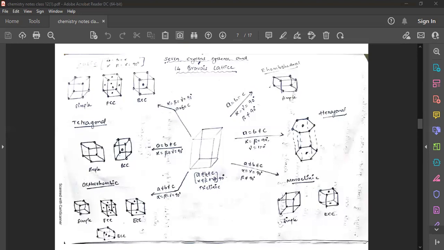Maybe it is confusing for you if I tell it like this. In the next class, I'll explain each and every system clearly. If you remember this chart, it will be easy for you to remember all the 14 Bravais lattices and the 7 crystal systems. Is it clear? Just go through this chart. In the next class, I will explain everything clearly once again. Any doubts in today's class?